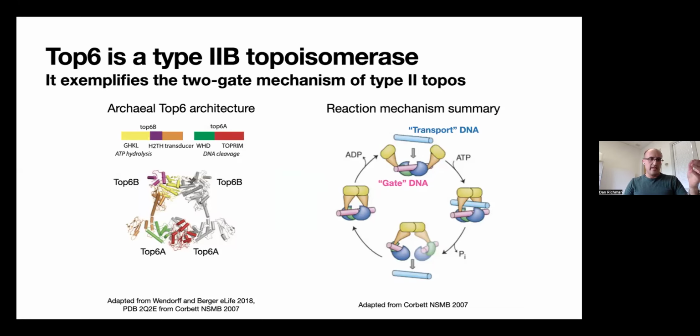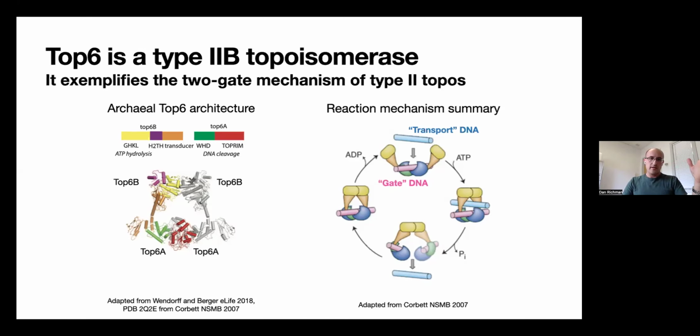It has a heterotetrameric structure that's really two dimers. One dimer, the dimer of the A subunits, cleaves DNA. The dimer of the B subunits traps the other DNA strand that we pass through that cleavage. That B subunit is dimerized in an ATP-dependent manner, and there's an ATP dependence to the cleavage reaction as well, in ways that we don't fully understand yet.